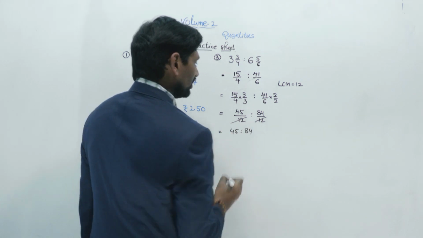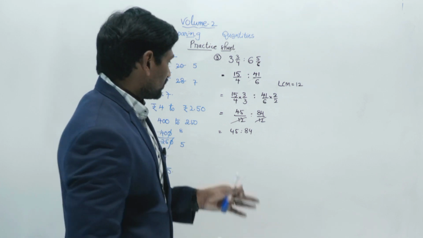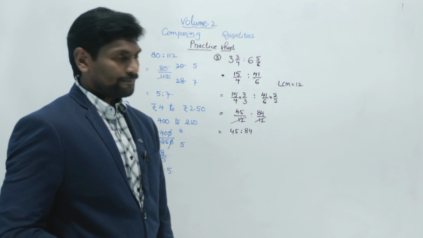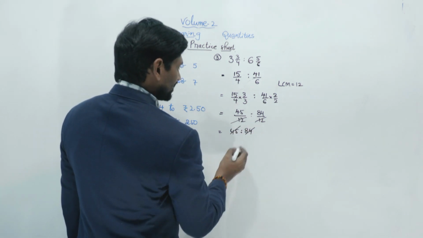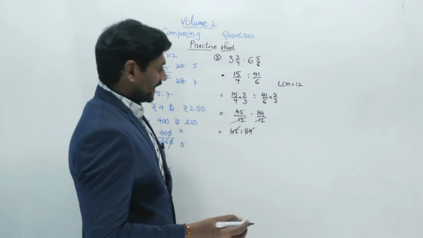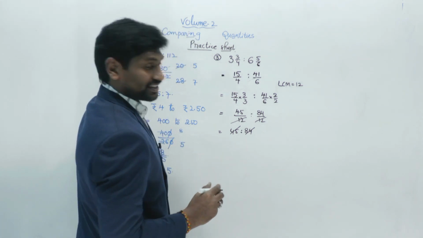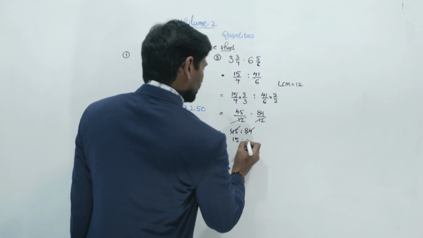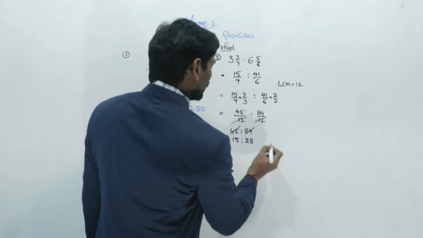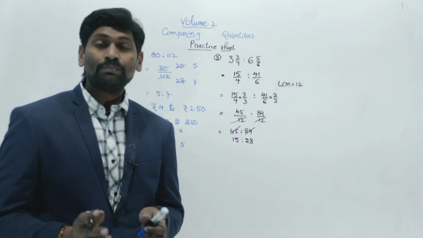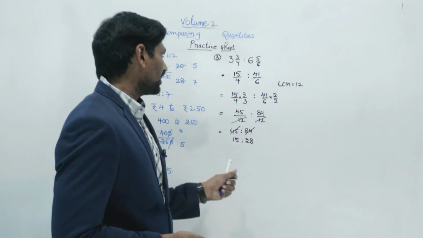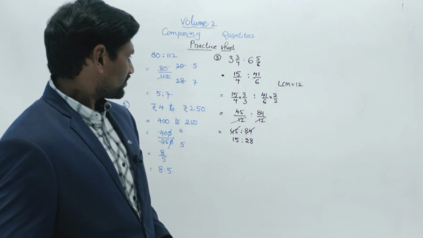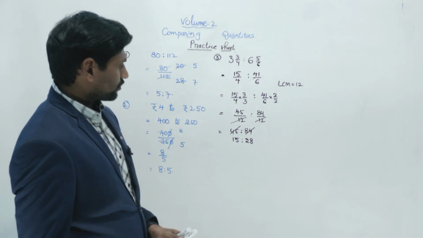45 by 84 can be the ratio, but it is not in simplest form. Try to calculate again. Both can be cancelled by the 3 table: 3 15s are 45, 3 28s are 84. So 15 is to 28 will be our required answer. Okay? Please check that. Or else we can take 45 is to 84.